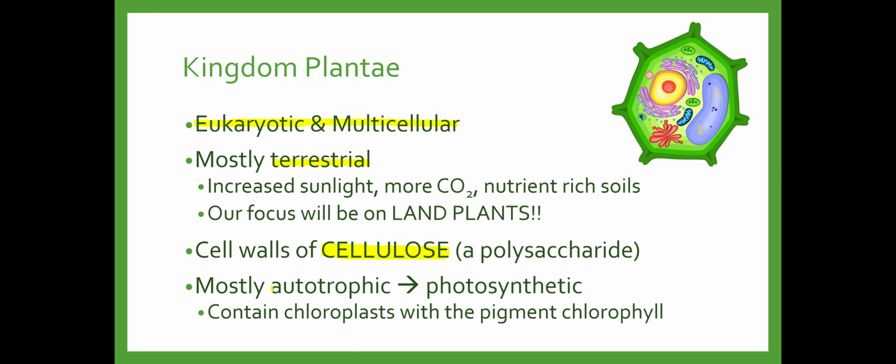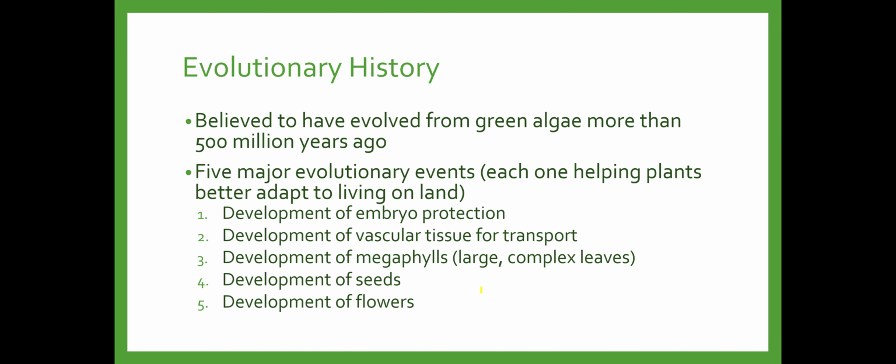Another important characteristic is that plants are mostly autotrophic. There's a couple of exceptions, but for the most part, your plants are going to be photosynthetic producers. And they are able to do that because they contain the organelles known as chloroplasts, which contain the pigment known as chlorophyll, which is what gives the plants their green color and their ability to perform photosynthesis.